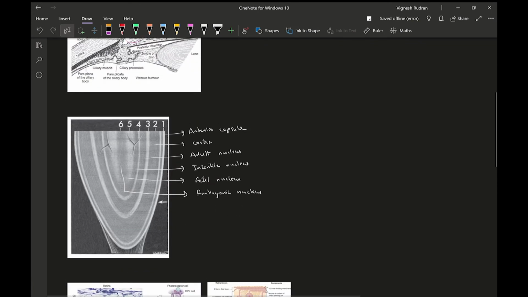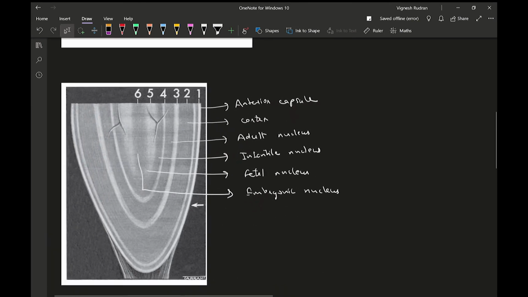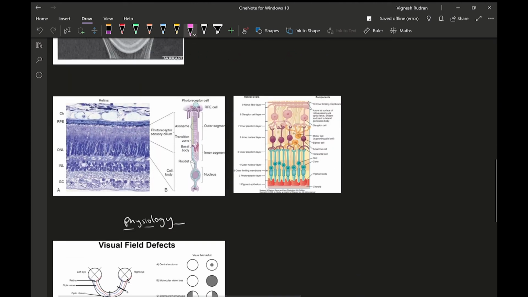So moving on to the lens, this is very important because cataract surgery is something which you need to know on your fingertips when it comes to third year MBBS. So going from anterior to posterior parts of the lens are your anterior capsule, your cortex, your adult nucleus, your infantile nucleus, your fetal nucleus, and your embryonic nucleus. So if you have all of those in your head, it will be really useful.